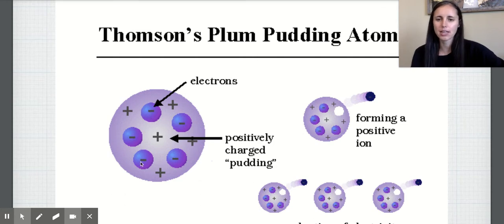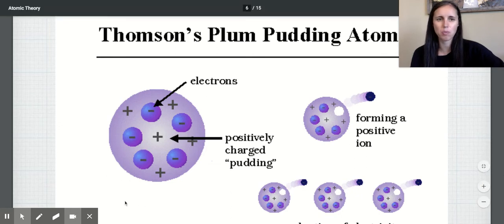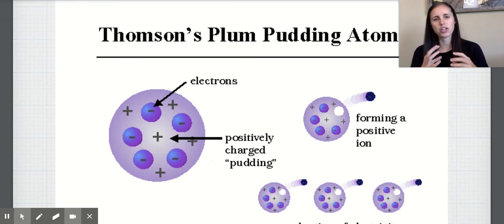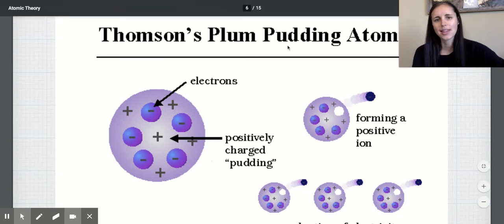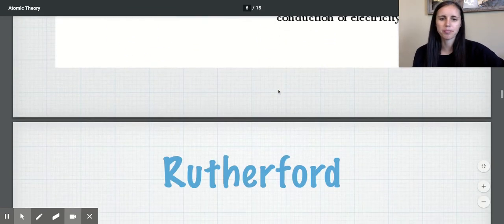So we have our negatively charged particles, and then we have this positive space. If you want to think about your blueberry muffin, the cake part of your muffin would be this positive space, this positive sphere. And the blueberries would be these negative little dots. So we don't just have a solid sphere anymore. We still have a sphere, but a sphere with these dots within. That was the plum pudding model.